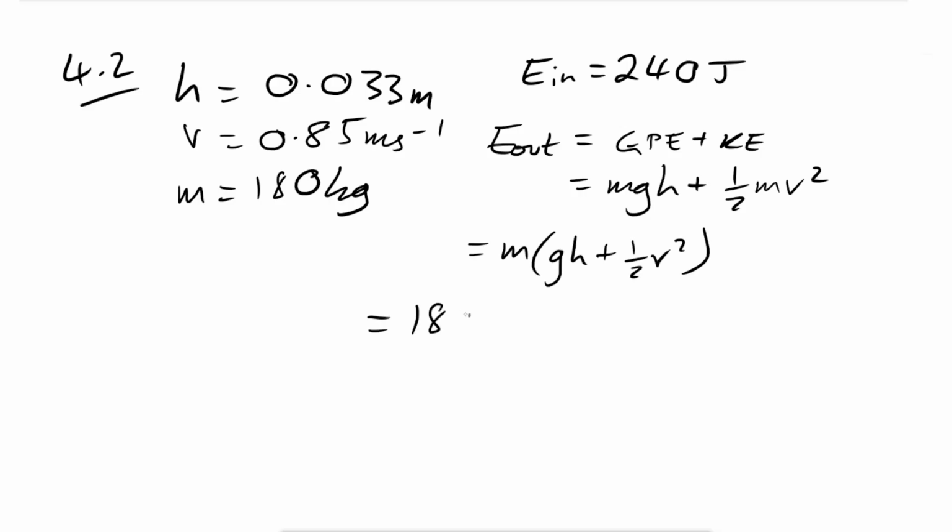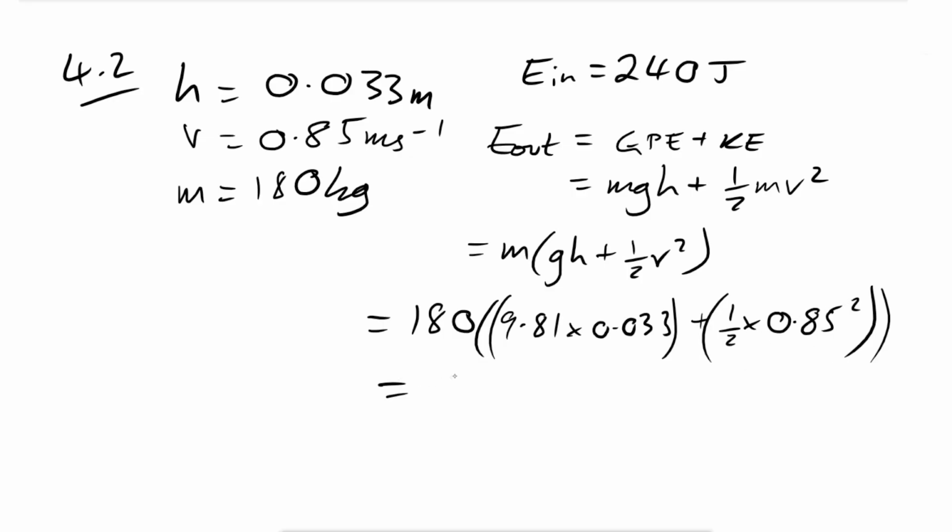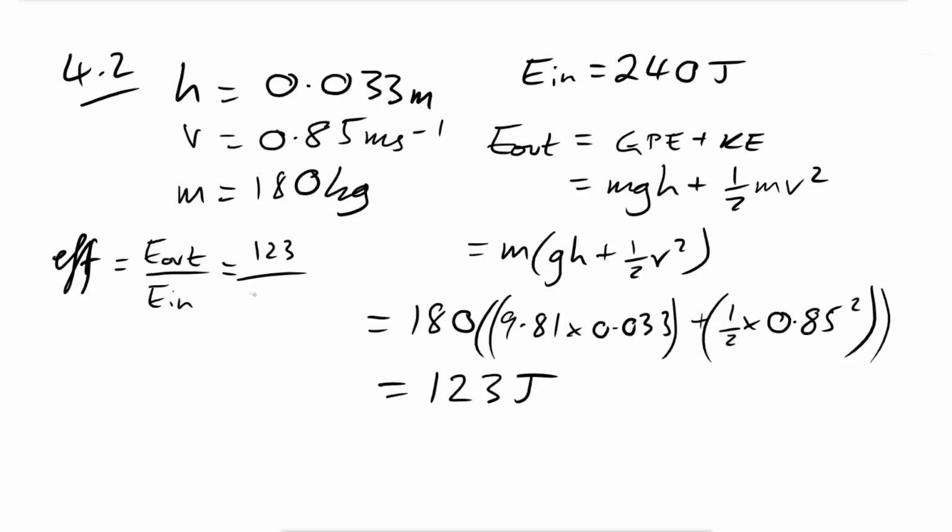So that is 180 times 9.81 times 0.033, bracket with that 2, plus half times 0.85 squared. And that gives us 123 joules. Therefore, efficiency is useful energy out divided by total energy in. Yes, we can times that by 100, but you don't have to. So that's going to be 123 divided by 240, and that gives us 0.51 or 51%. But you can put it either way for your answer.